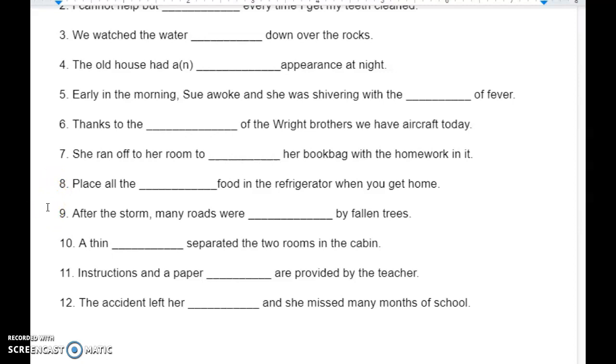9, after the storm, many roads were blank by fallen trees. 10, a thin blank separated the 2 rooms in the cabin. 11, instructions and a paper blank are provided by the teacher. And 12, the accident left her blank and she missed many months of school.